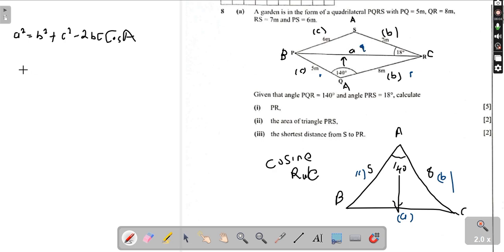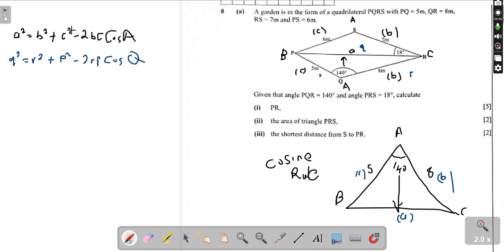So small letter A, it's Q. Q squared equals R squared plus P squared minus 2RP cos Q. So it's the same principle I'm using.